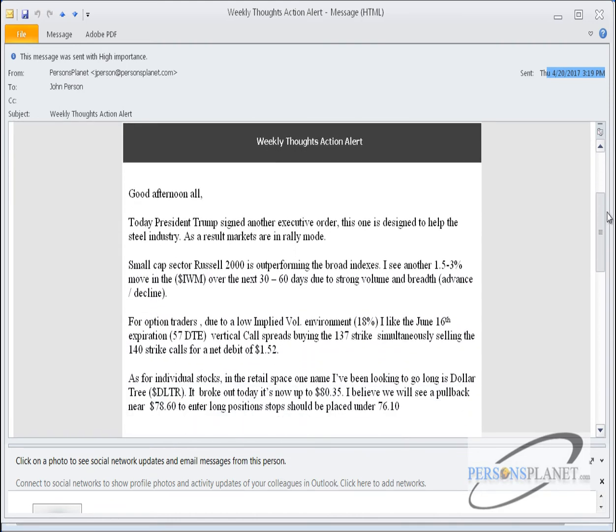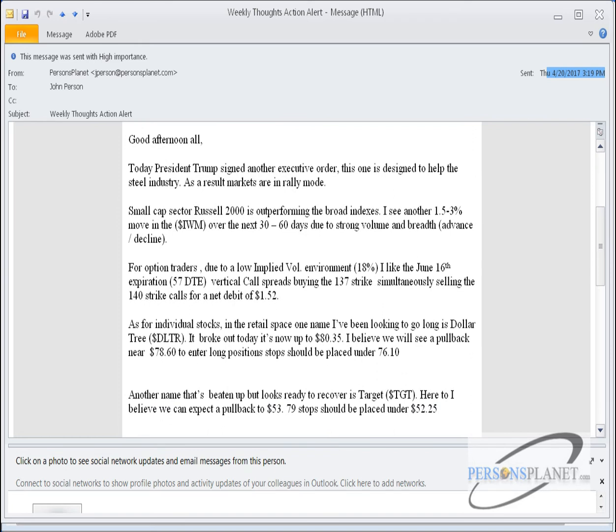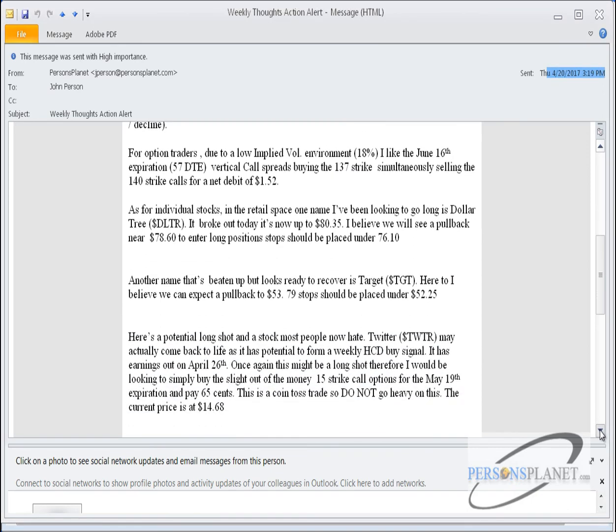A couple things that we were looking to do: we advised our traders that there was an excellent opportunity for the Russell Small Cap IWM. We thought that we would see an upside push, so that was where we got the idea of the 137-140 debit vertical call spread. Another one we were looking to get long was Dollar Tree, which had an excellent buy signal. Another one with an excellent buy signal was, again, Target. And then finally, as we pull on down, for an option trade for earnings, we had one for Twitter.